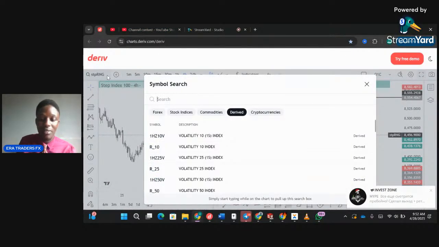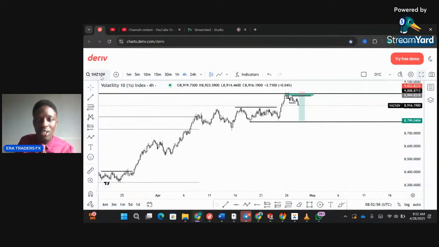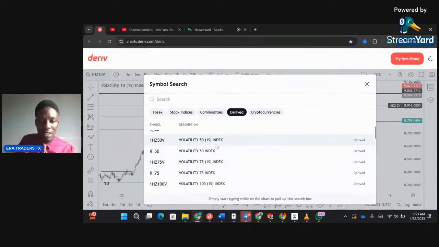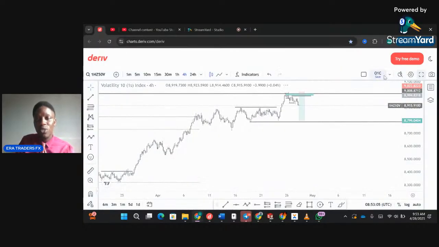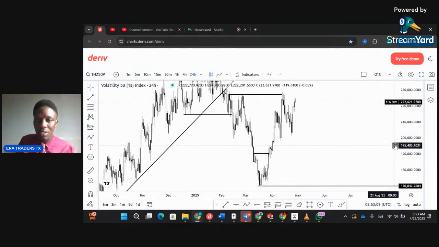This is the step. Have I done V10-1S? Okay, I've done V10-1S. Have I done V51S? I think I've not done V51S. So I'll be doing V51S right now.